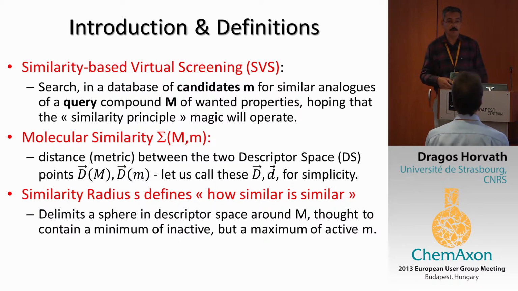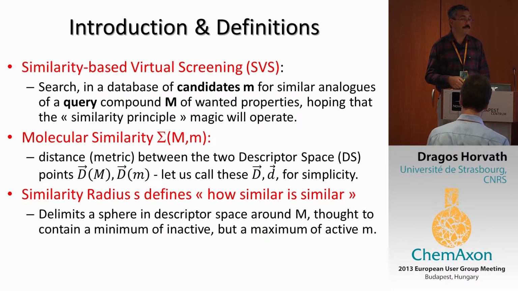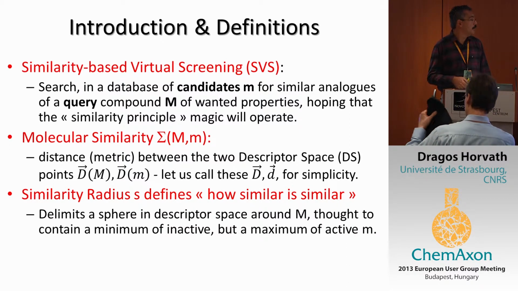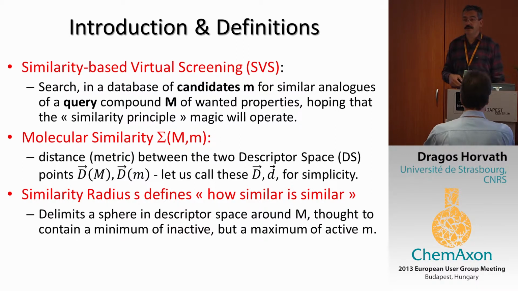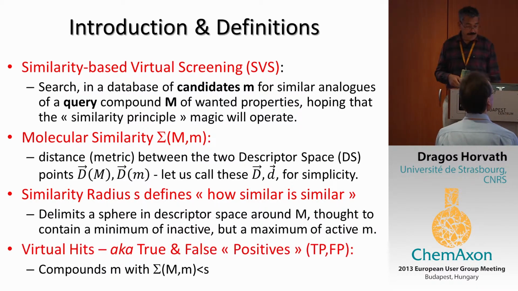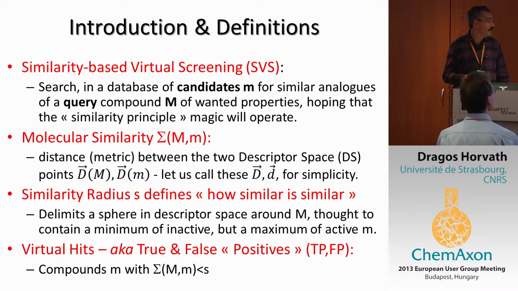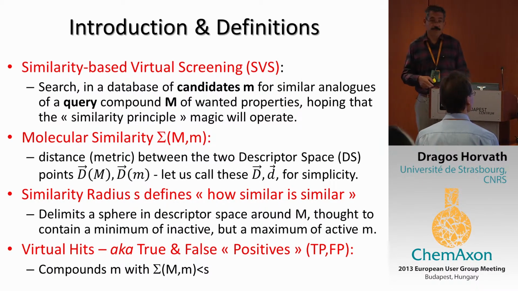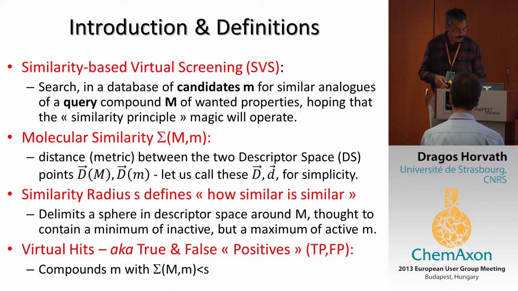Where things get more complicated is the similarity radius or cutoff, because we need to know at what point we stop considering those neighbors as close enough, okay? And so what we want to get are virtual hits. That means the candidates within that sphere, and these will contain true and unfortunately also false positives.